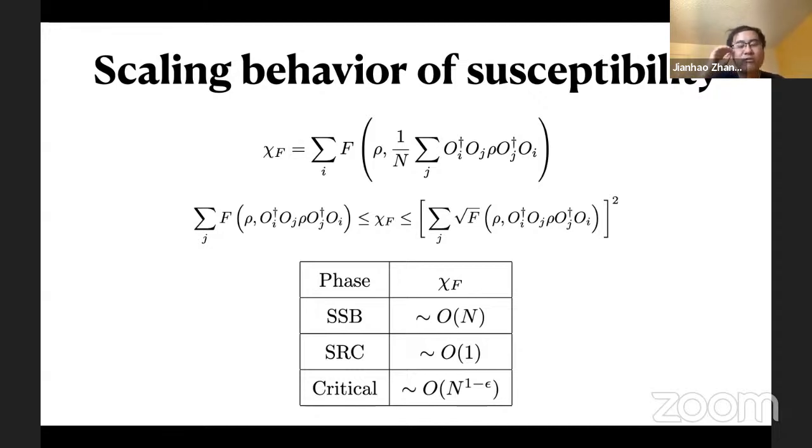Similarly, for the symmetric short-range correlated state, the fidelity susceptibility is order 1, although we can never calculate its exact quantity. So if we can design an experiment and find that a density matrix has an order 1 susceptibility, then we can tell that it is a symmetric phase. And the critical point or phase between them can either be order 1 or divergent, but the divergence should be sublinear. It cannot diverge in the linear sense; it should be slower than linear scaling.